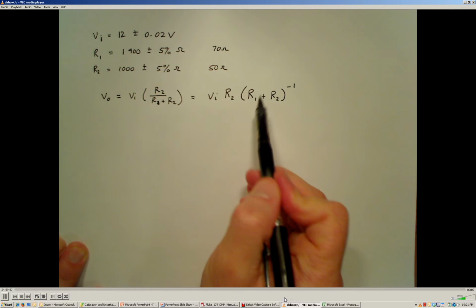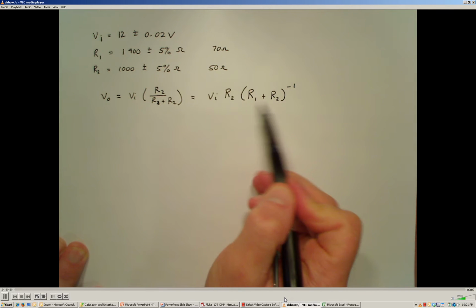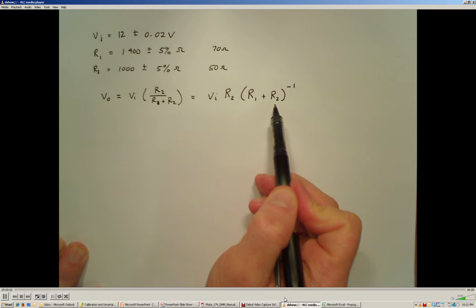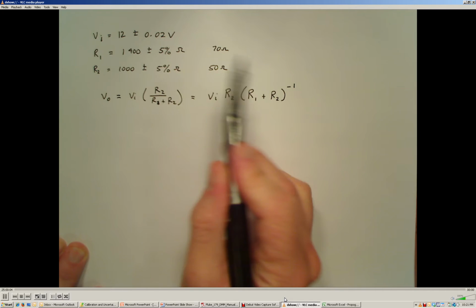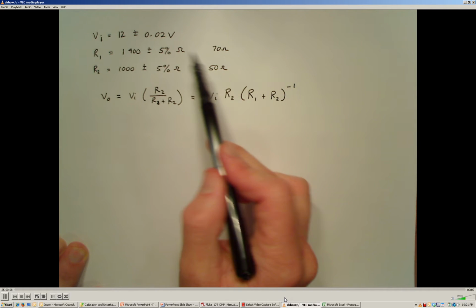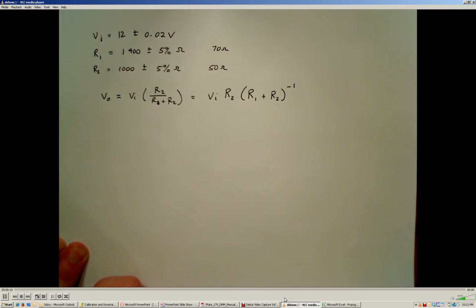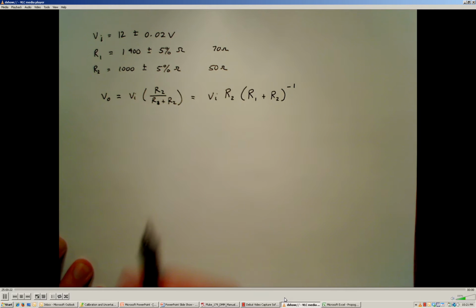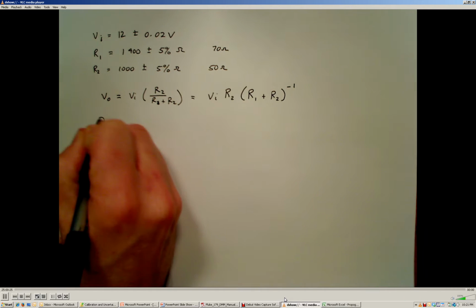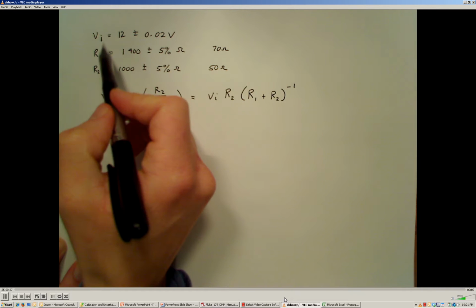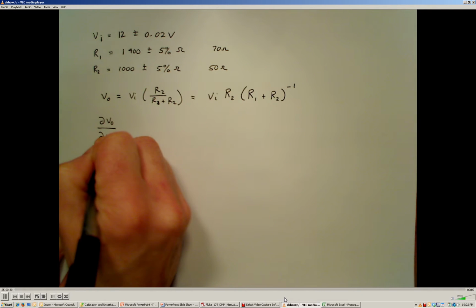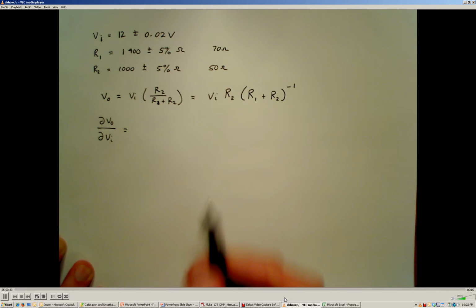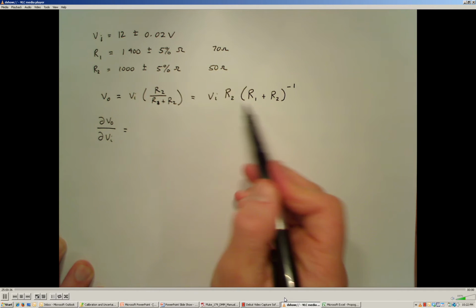Notice that since we have this plus term in here, we cannot simply apply the relative uncertainty formula where we take delta V over V, delta R1 over R1, and delta R2 over R2. We cannot do that because we have this additive term. So we have to do the partial derivative term to get the correct propagation of uncertainty. I need to take the partial derivative of my output voltage with respect to each of the measured variables, starting with Vi.